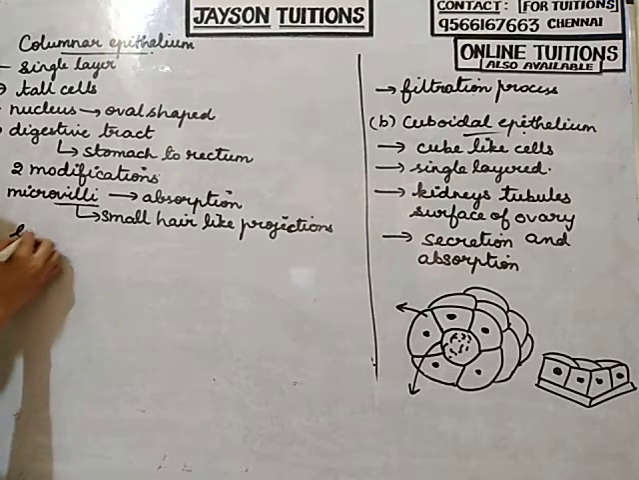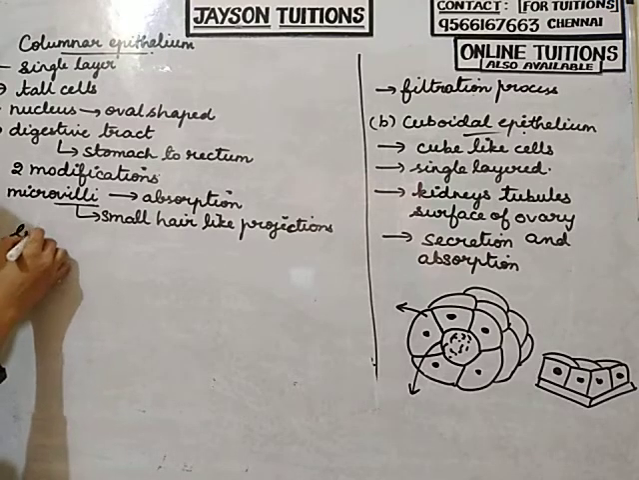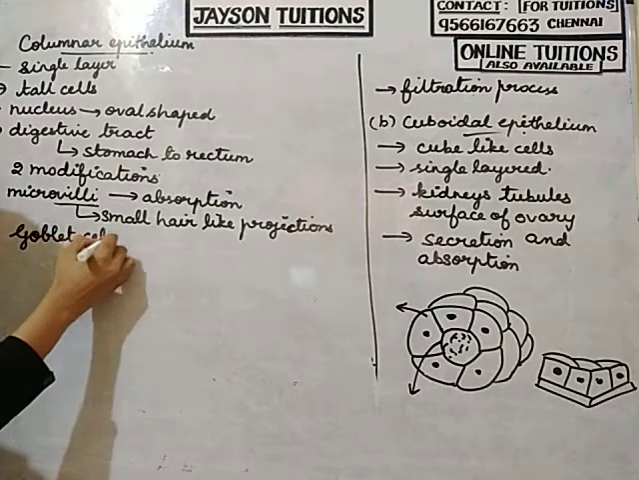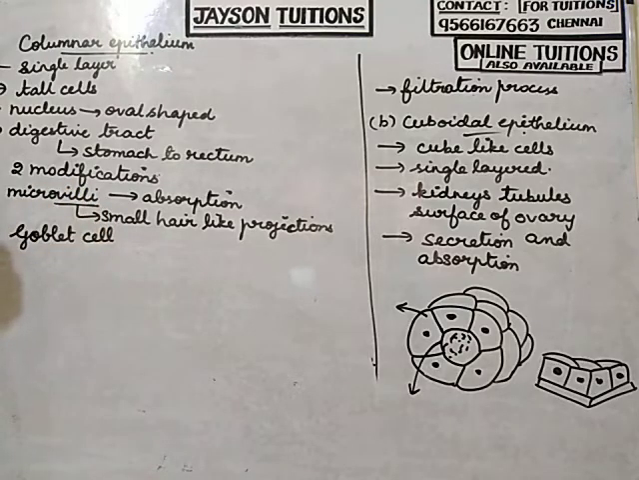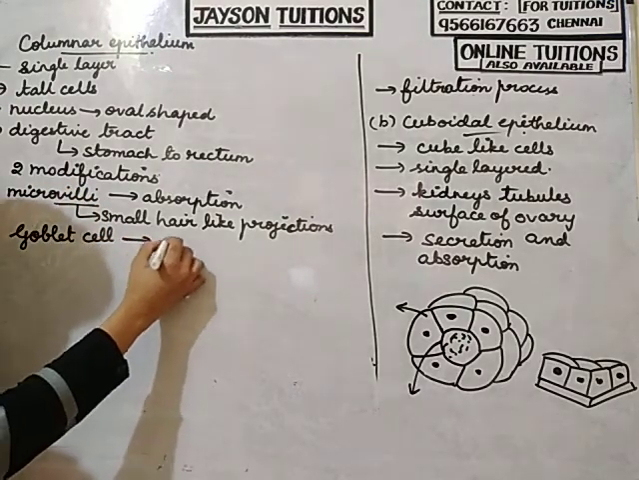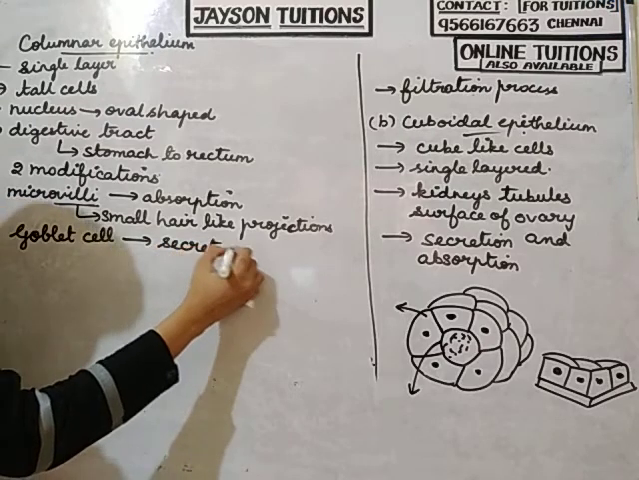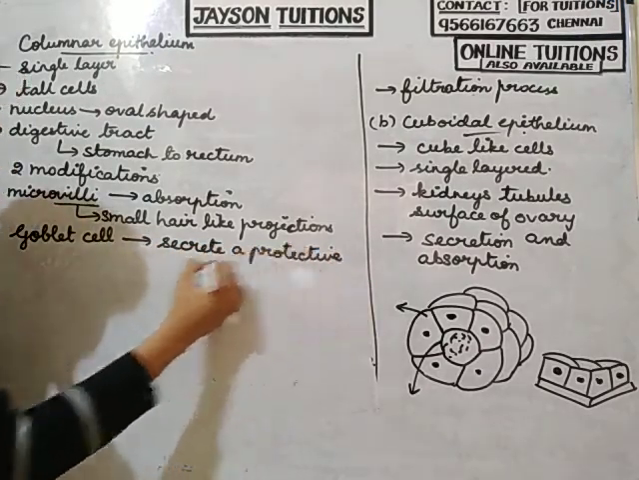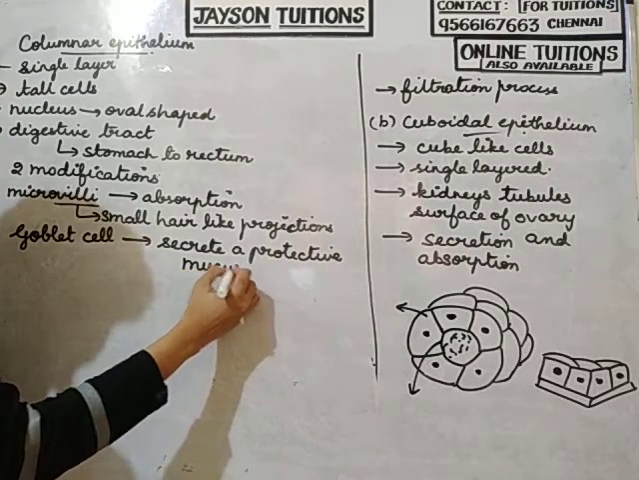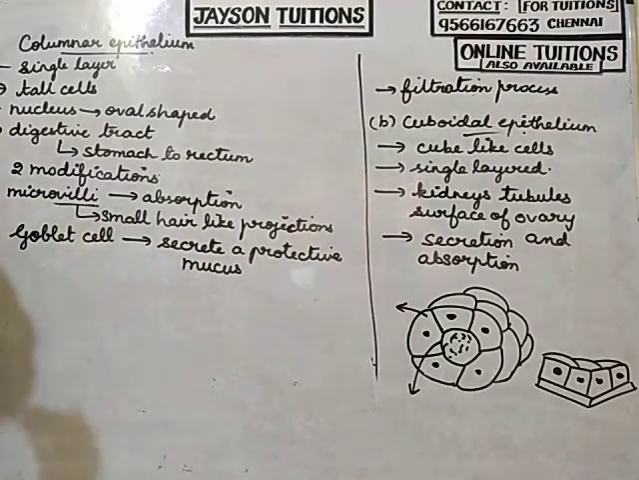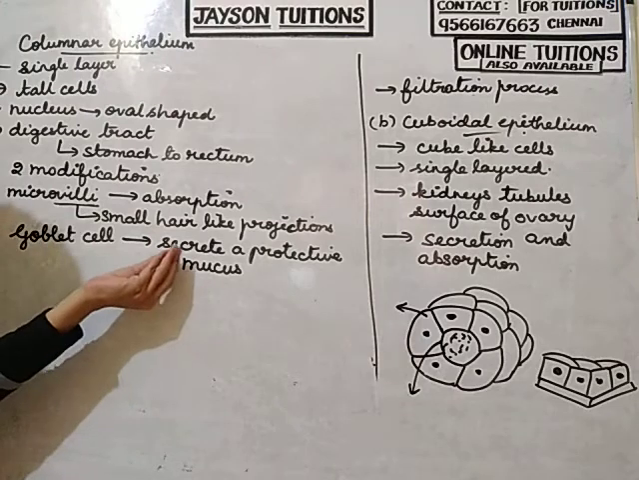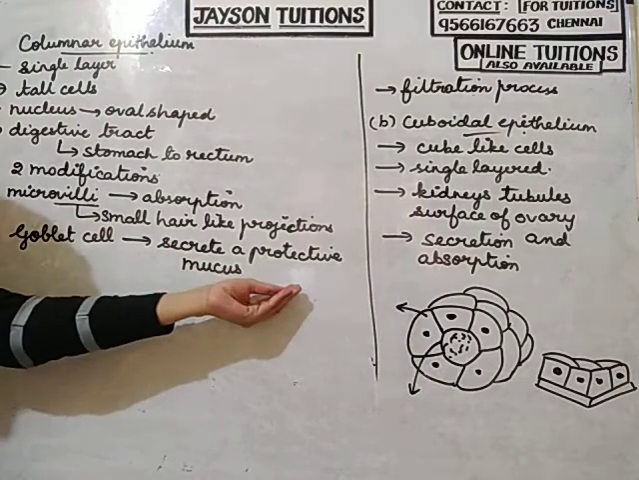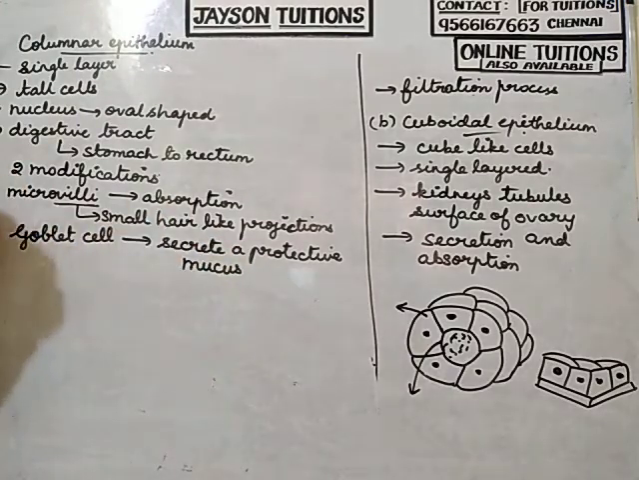Another modification is the goblet cell. This goblet cell will secrete a protective mucus. Mucus means like what comes from our nose when we have a cold. Like that, it will secrete mucus, but it will be protective in nature.